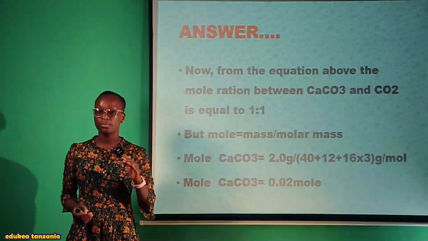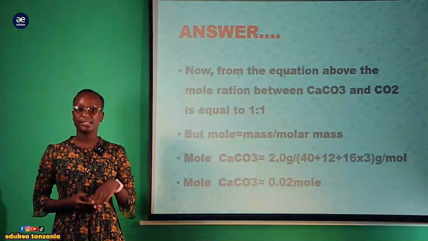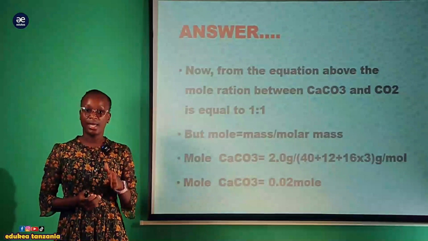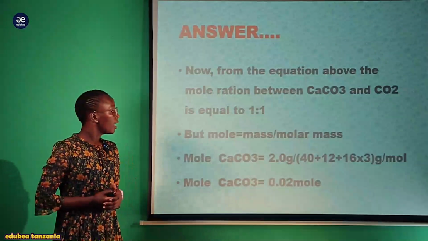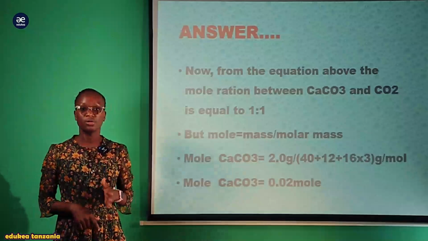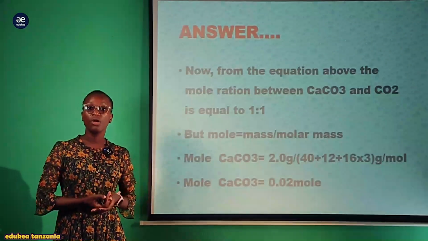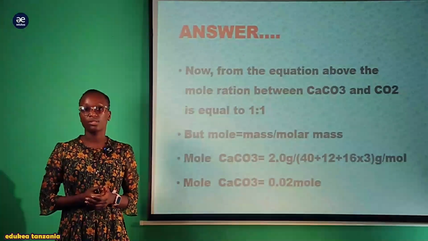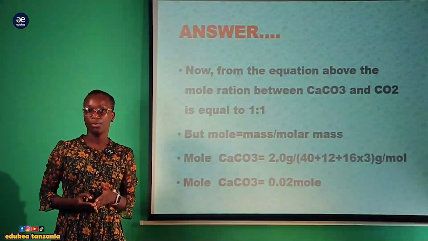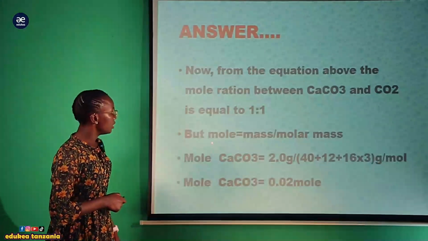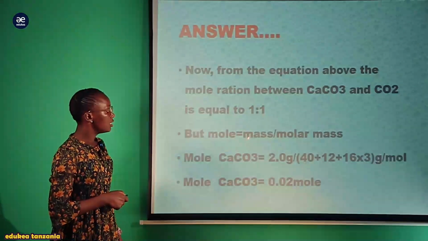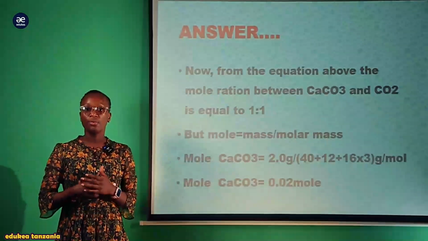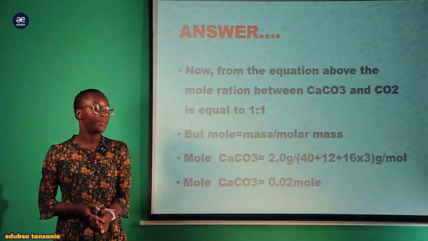Kulingana na ile stoichiometric ratio ambayo tumeiconsider katika ile balanced chemical equation ya calcium carbonate na excess HCl. Kama tushapata ratio yake ni 1:1 simply, ina maana kwamba number of mole of calcium carbonate itakuwa sawa na number of mole of carbon dioxide gas kwa sababu their ratios are equal. But we know that mole is equal to mass over molar mass. Kwamba number of mole obviously ni mass over molar mass.